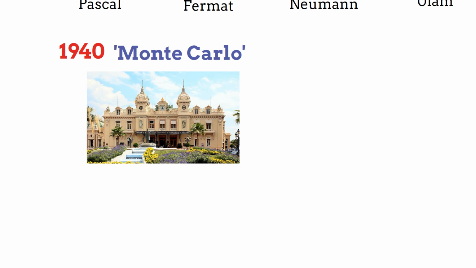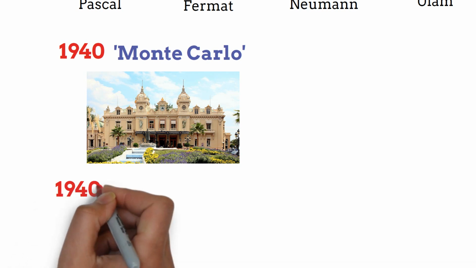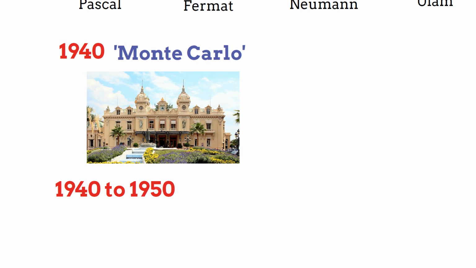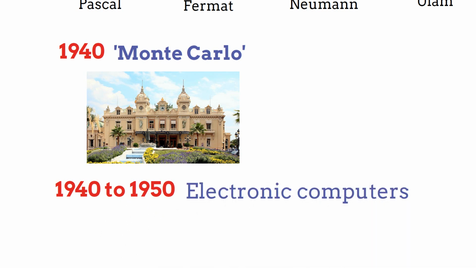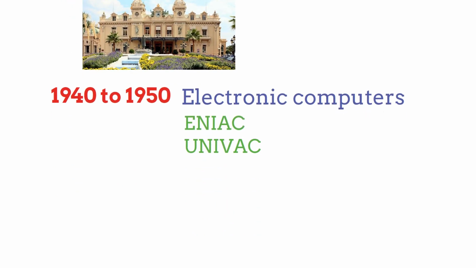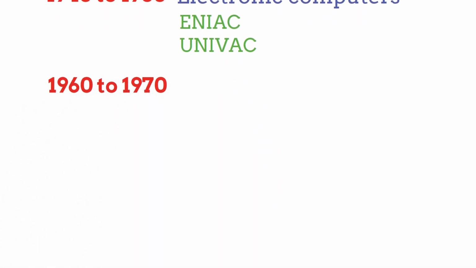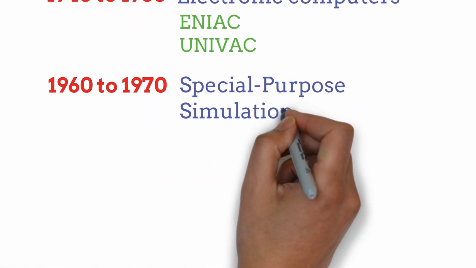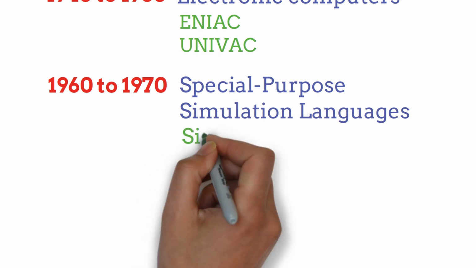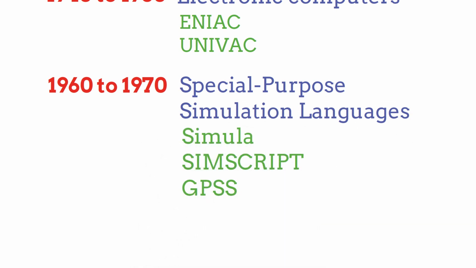From 1940s to 1950s, development of electronic computers, such as the ENIAC and UNIVAC, provided the computational power needed for more advanced simulations. As the need for more specialized simulation tools grew, dedicated simulation languages were required. From 1960 to 1970, many special-purpose simulation languages were developed, like Simula, SimScript, and GPSS or general-purpose simulation systems.